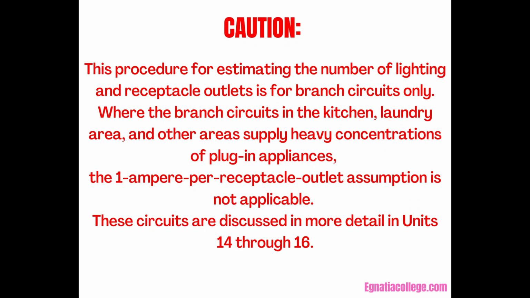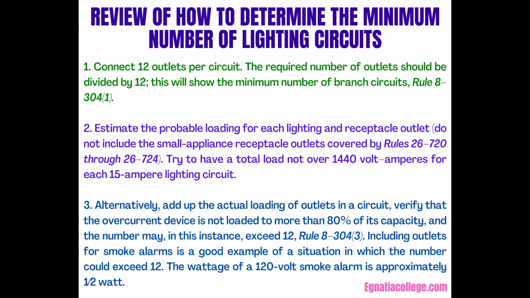Caution. This procedure for estimating the number of lighting and receptacle outlets is for branch circuits only. Where the branch circuits in the kitchen, laundry area, and other areas supply heavy concentrations of plug-in appliances, the 1 ampere per receptacle outlet assumption is not applicable. These circuits are discussed in more detail in Units 14 through 16. Review of how to determine the minimum number of lighting circuits.